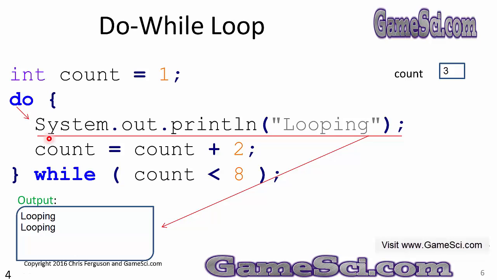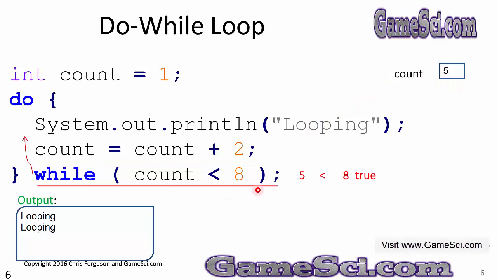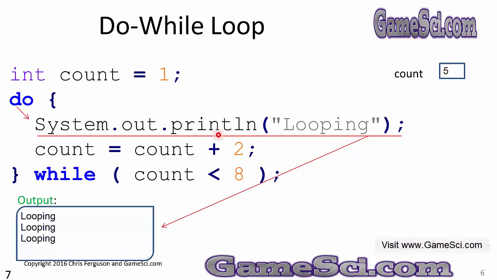So from the do, we'll drop down into our code again. We'll print out looping. Looping shows up for a second time on the console. After that, we'll say count equals count plus 2. We're up to 5 now. Count less than 8 now evaluates to 5 less than 8. Still a true statement. And since it's a true statement, we will spin back up in this loop. When we spin back up, we'll drop down and System.out.println looping once again. For a third time, you can see it's come out to the console.